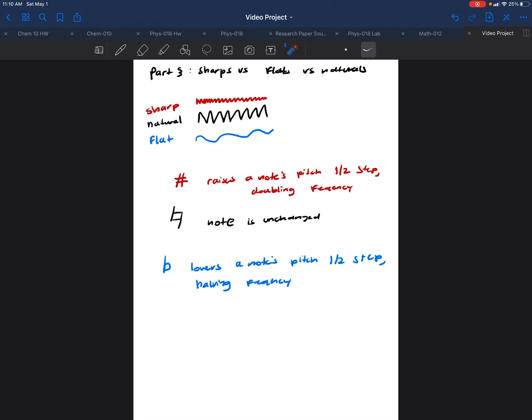Now, if I lower the note's value 1/2 step from its natural state, it's indicated by this symbol, flat, and therefore lowers the note's pitch 1/2 step from its natural state, effectively halving the frequency. So if I have C natural, which sounds like this, and I want to change its frequency, lowering it 1/2 step, and halving the frequency, it would sound like this, C flat.